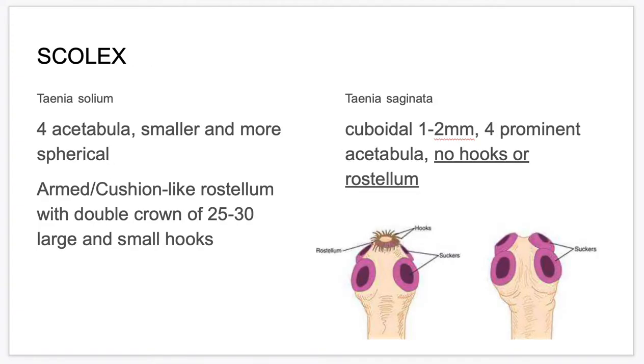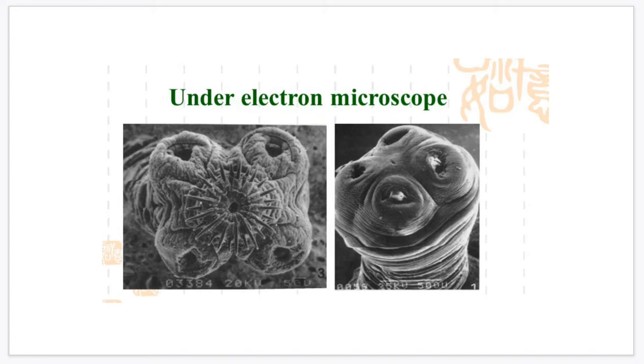For the scolex of Taenia solium, you have 4 acetabula, smaller and more spherical, and they have a cushion-like rostellum with a double crown of 25 to 30 large and small hooks. Your Taenia saginata scolex is more cuboidal, around 1 to 2 millimeters, and has 4 prominent acetabula. In saginata, there are no hooks or rostellum. This is under the electron microscope. This is your solium and this is your saginata.